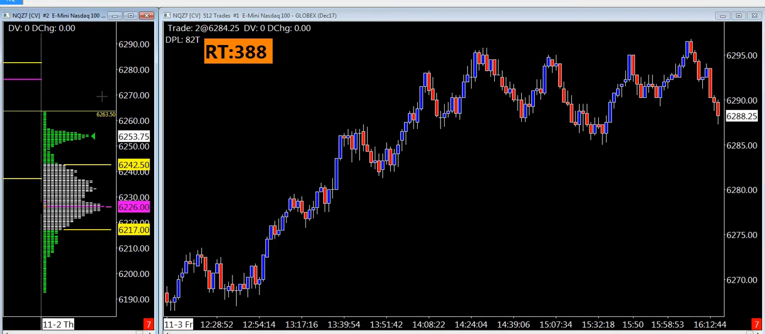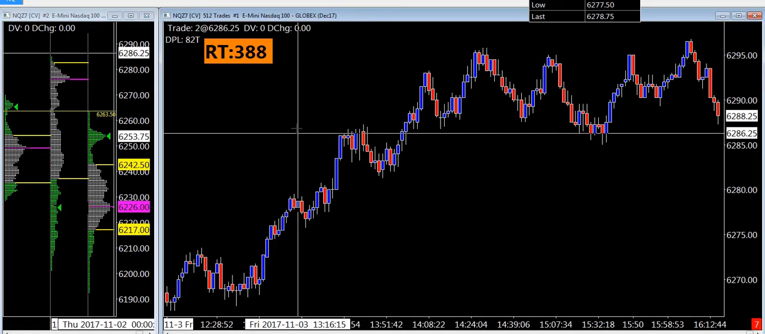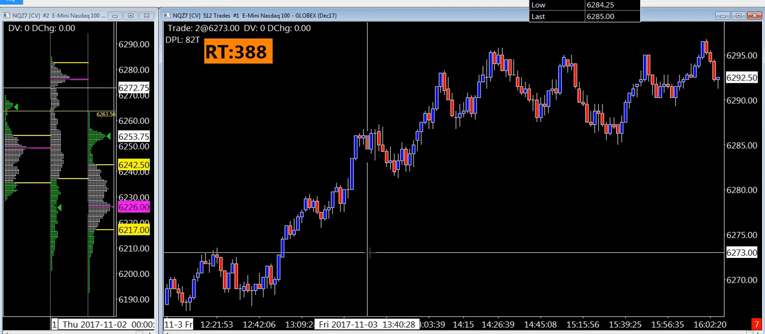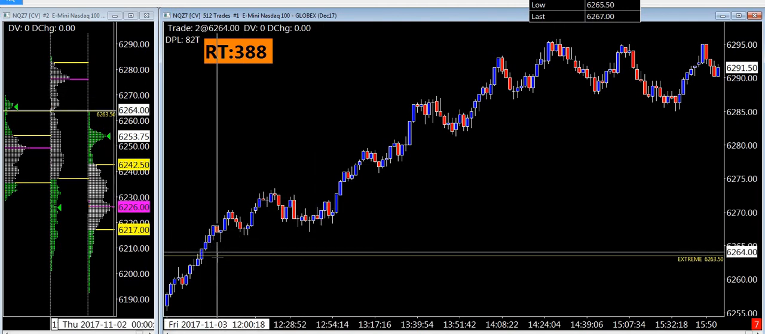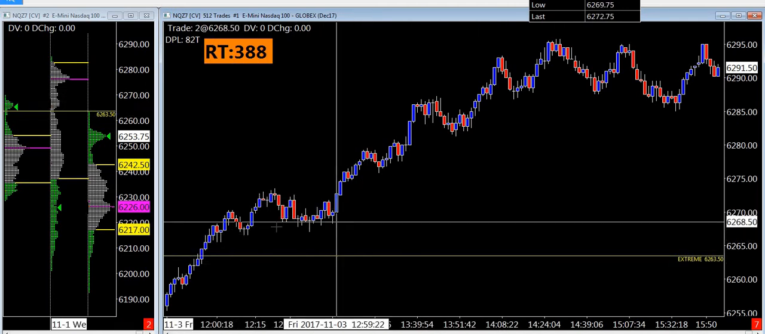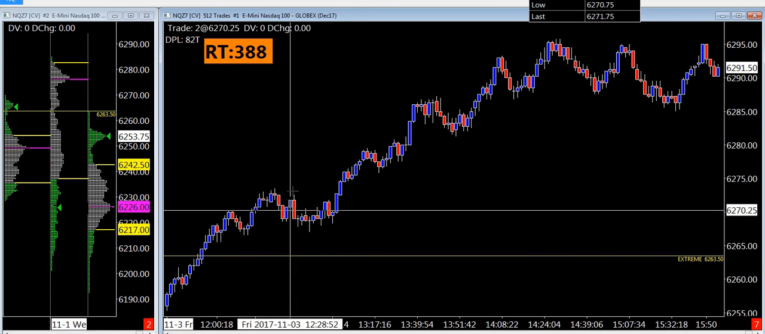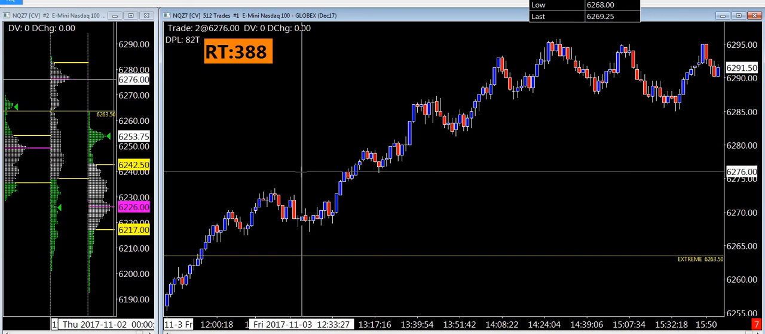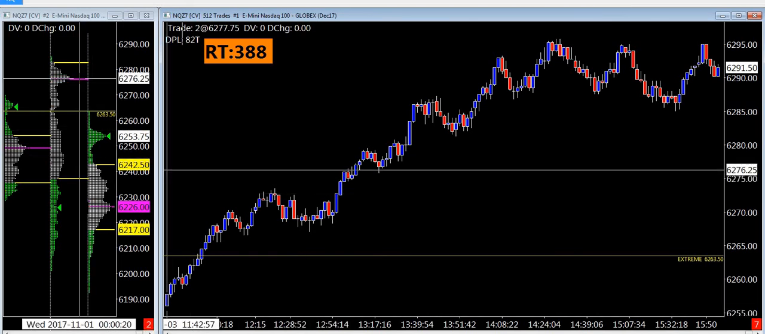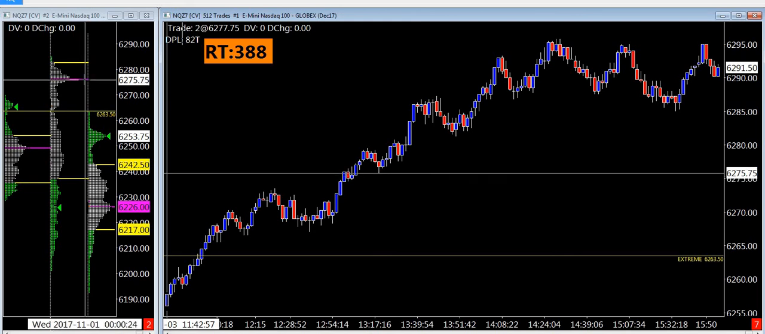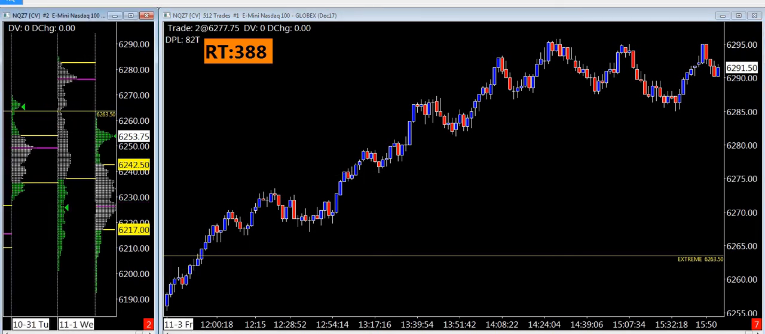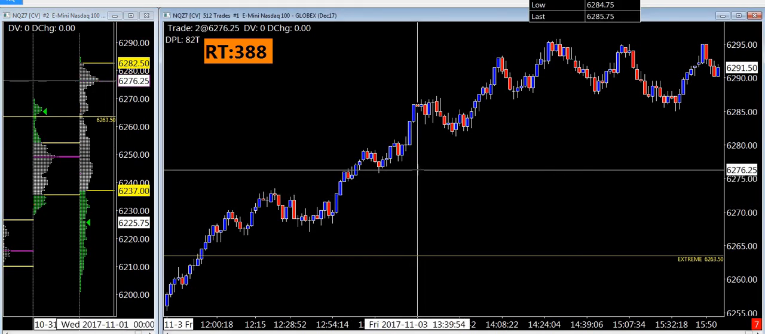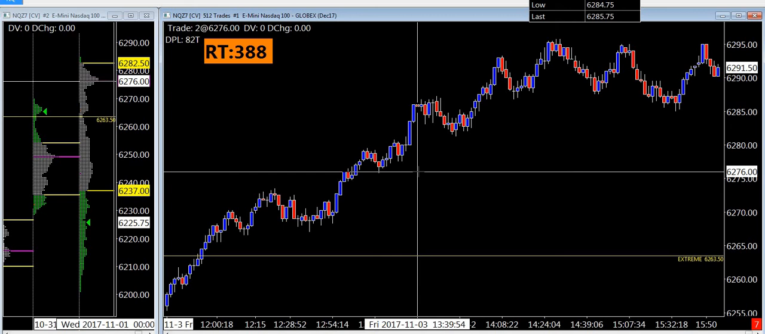So here's something I didn't tell you. Once you get out of the profile, so let's see, where do we get out of the profile? We get out when we take out the extreme. So once you're over here, you're out of the profile, so now you have to look for more information over here. So this here is the day before that, which would be Wednesday. So you got, at 76, you got a point of control.